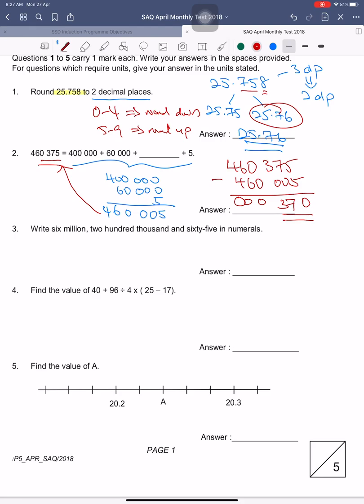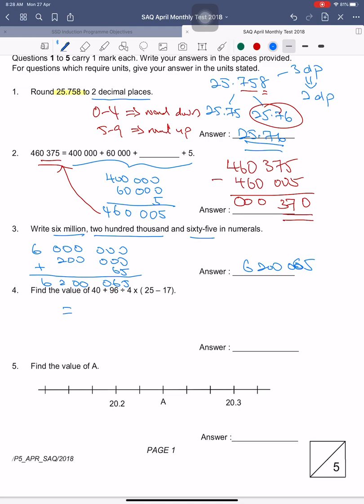Question number 3. Write down 6 million. I suggest that you break it up to make it easier. 6,200,000 and 65. So add it up. So that is 6,200,065.